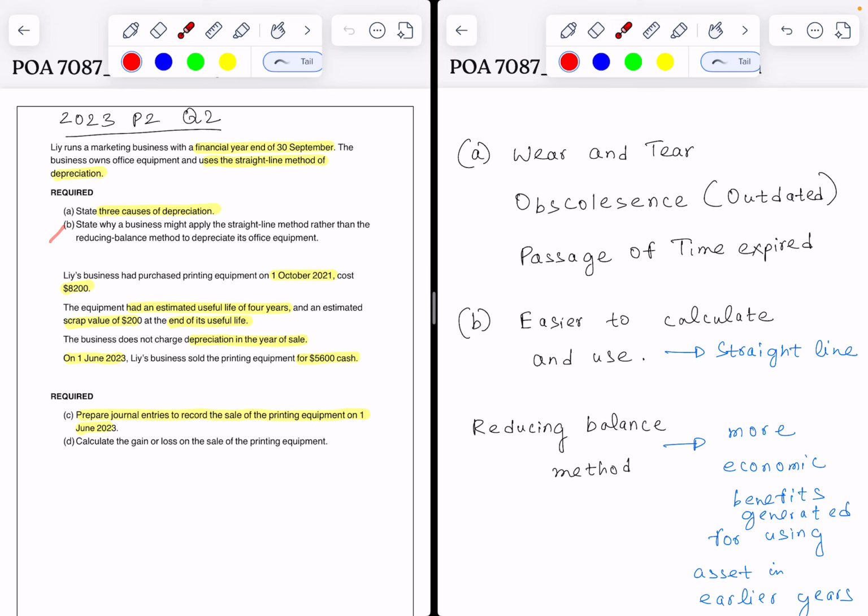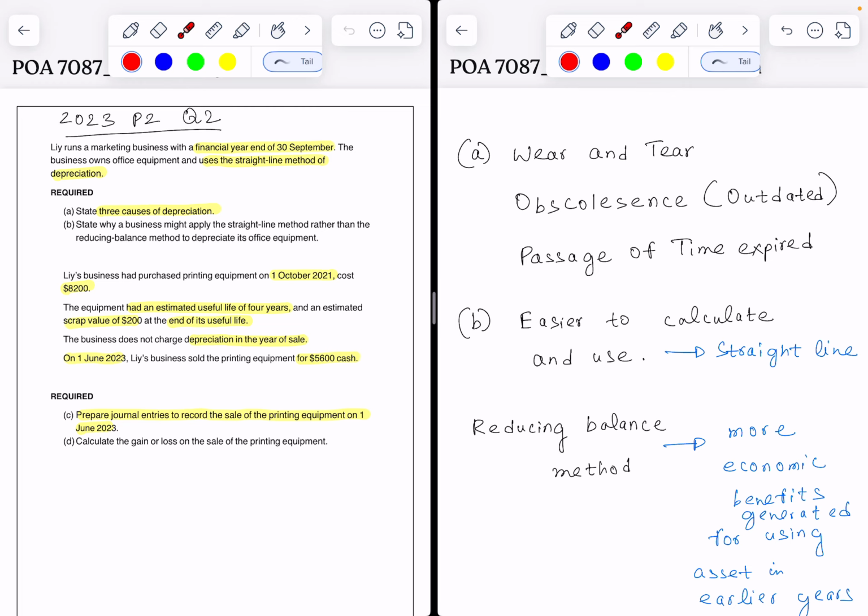Part B. State why a business might apply the straight line method rather than the reducing balance method to depreciate its office equipment. Now, the straight line method is very easy to calculate and use, because we calculate the depreciation by simply multiplying any given percentage we have got with the original cost. Or if you are using the other method of calculating the straight line method of depreciation, you would start with the original cost and then you subtract any scrap value, and then you would divide this with the useful life.